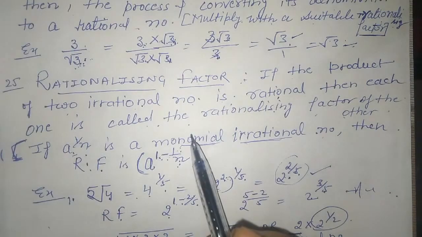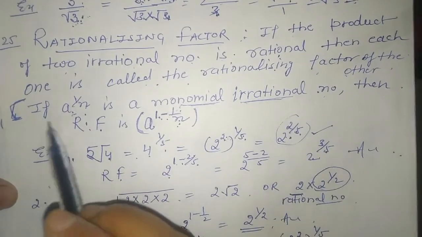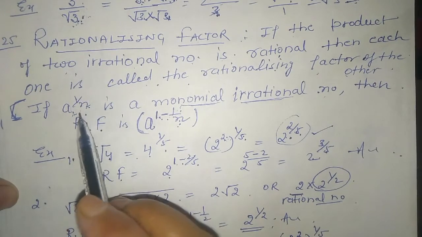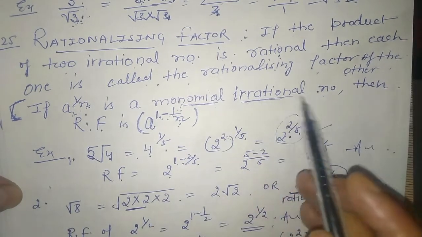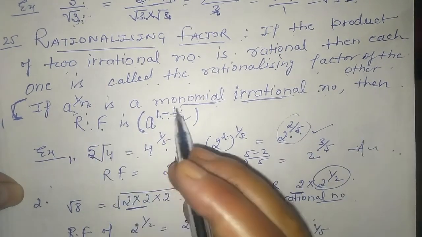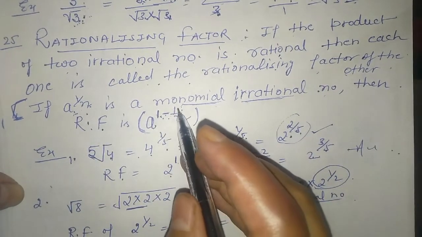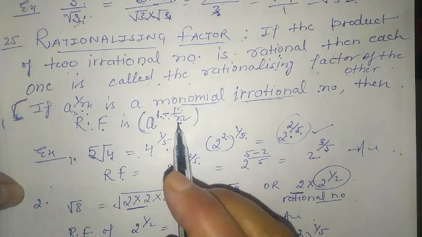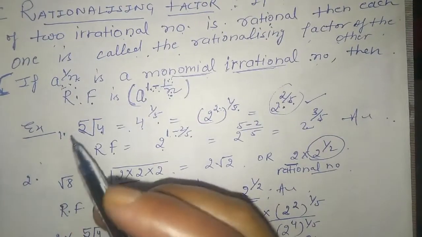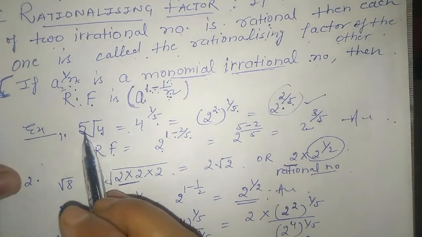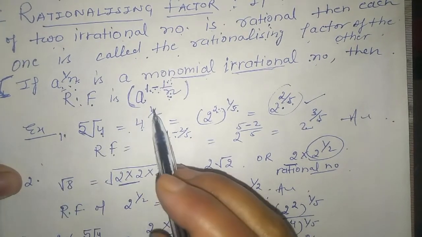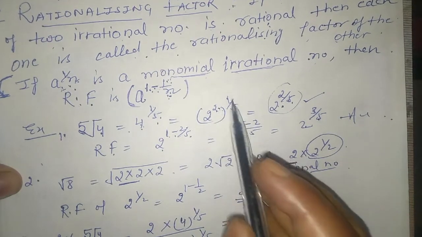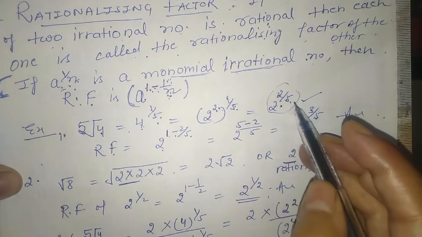Now the next thing: if a to the power 1 upon n is a monomial irrational number, then the rationalizing factor is in the form of a to the power minus 1 upon n. Here we have 1 upon n, that's why we have taken 1 upon n. As an example, take the fifth root of 4. We can write it as 4 to the power 1 upon 5. 4 can be simplified as 2 squared, so it becomes 2 to the power 2 upon 5.